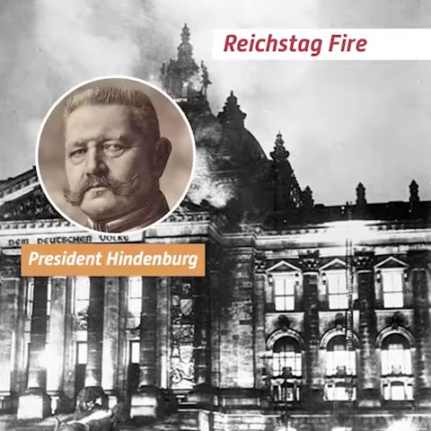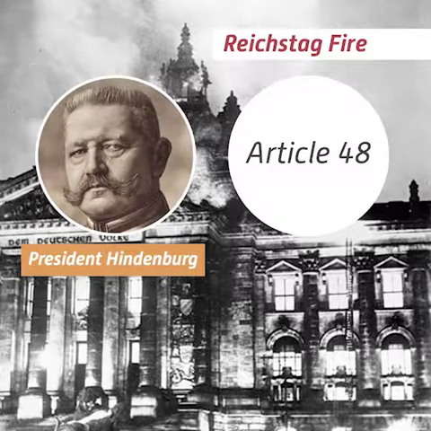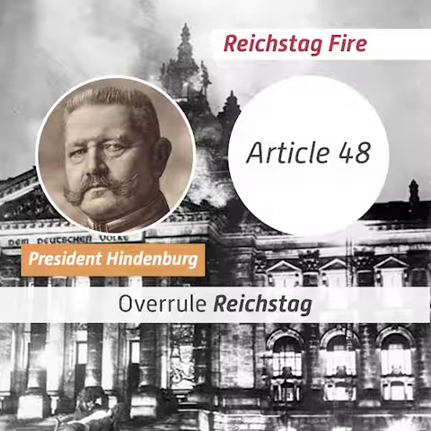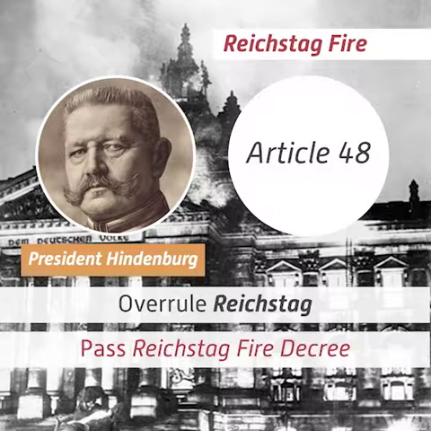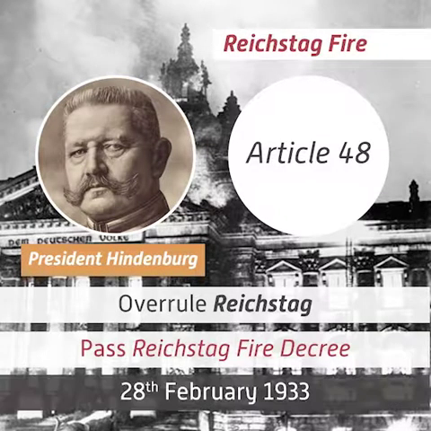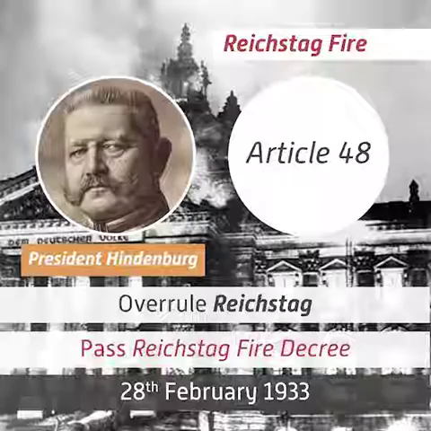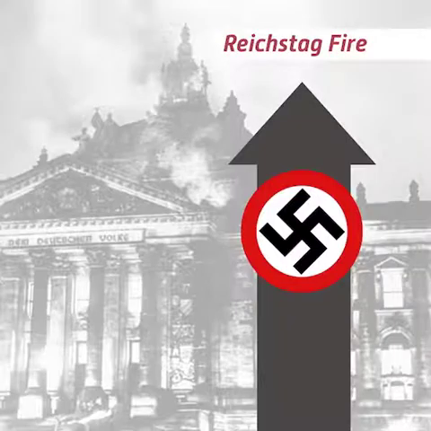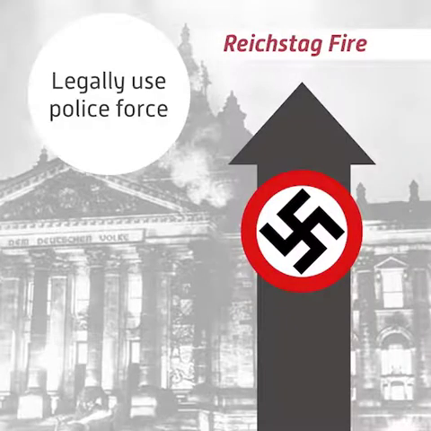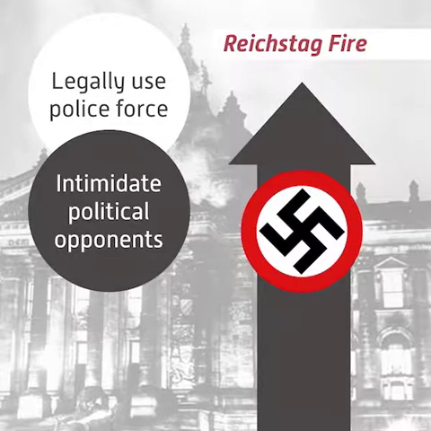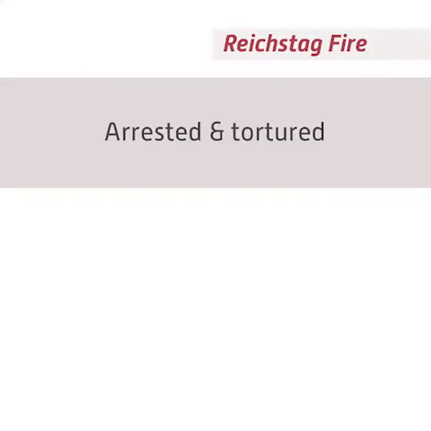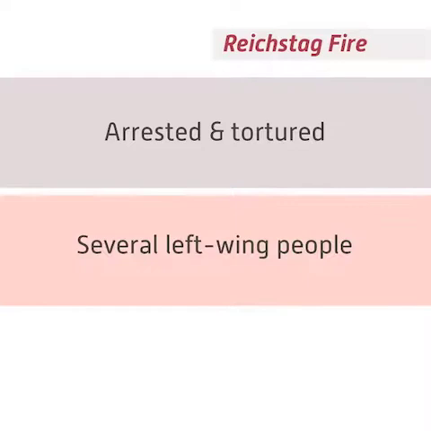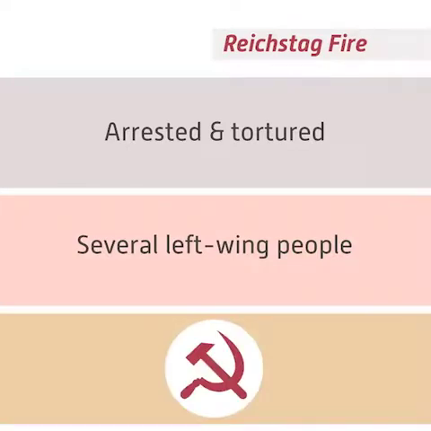Hitler manipulated President Hindenburg into using Article 48 to overrule the Reichstag and pass the Reichstag fire decree on the 28th of February 1933. This increased the power of the Nazi Party in the lead-up to the March elections. It enabled them to legally use the police force to intimidate their political opponents and secure more votes. They arrested and tortured several left-wing people, including communists.